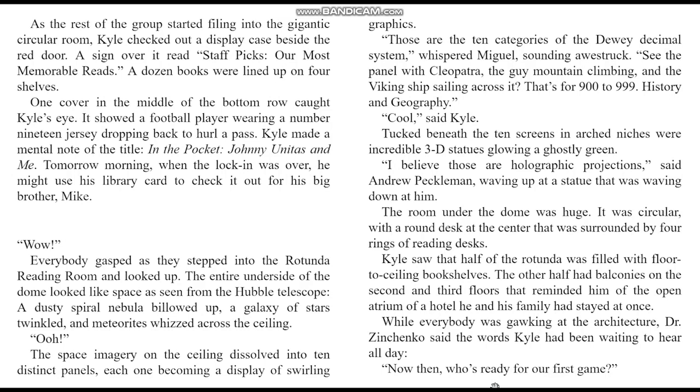"Wow." Everybody gasped as they stepped into the rotunda reading room and looked up. The entire underside of the dome looked like space as seen from the Hubble telescope. A dusty spiral nebula billowed up, a galaxy of stars twinkled, and meteorites whizzed across the ceiling. Ooh. The space imagery on the ceiling dissolved into 10 distinct panels, each one becoming a display of swirling graphics. "Those are the 10 categories of the Dewey Decimal System," whispered Miguel, sounding awestruck. "See the panel with Cleopatra, the guy mountain climbing, and the Viking ship sailing across it? That's for 900 to 999. History and geography." "Cool," said Kyle.